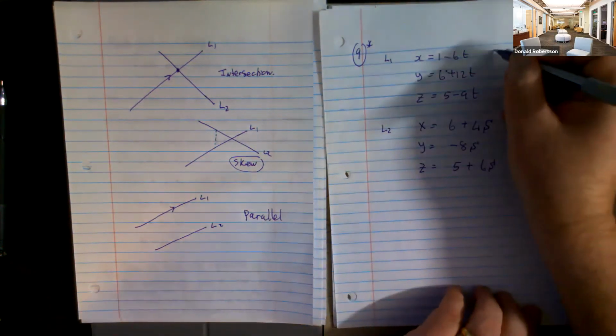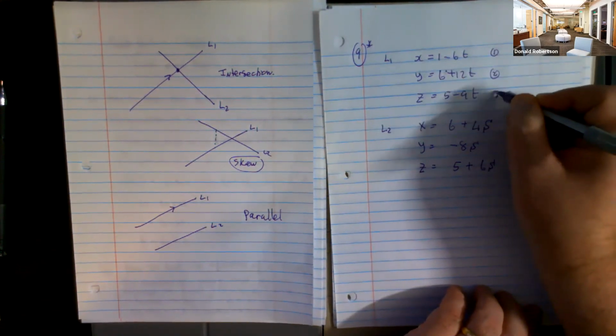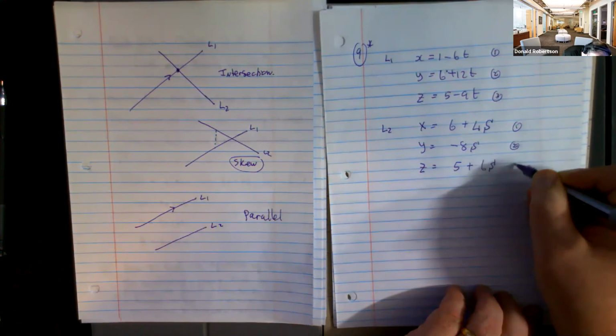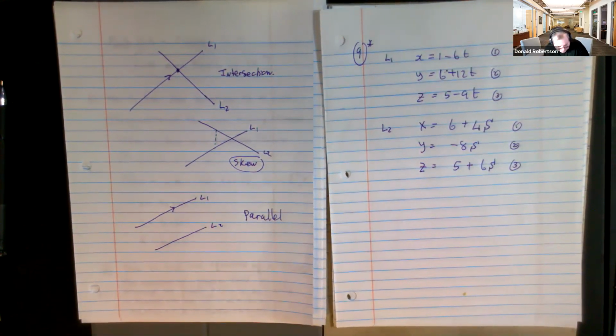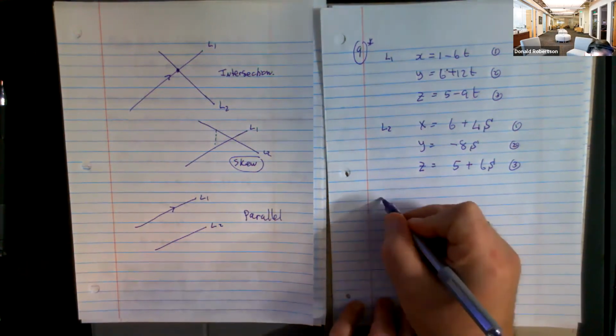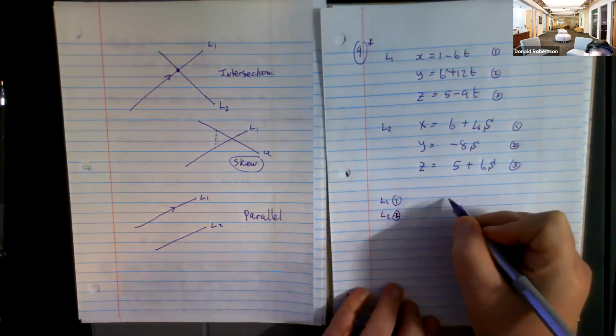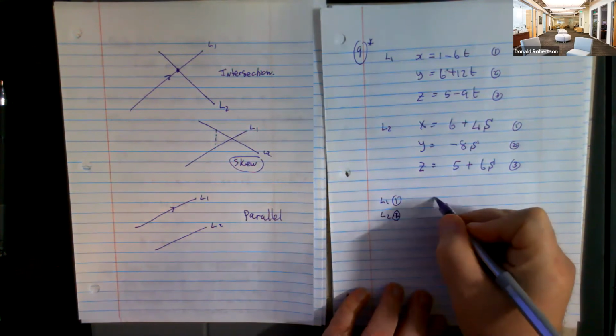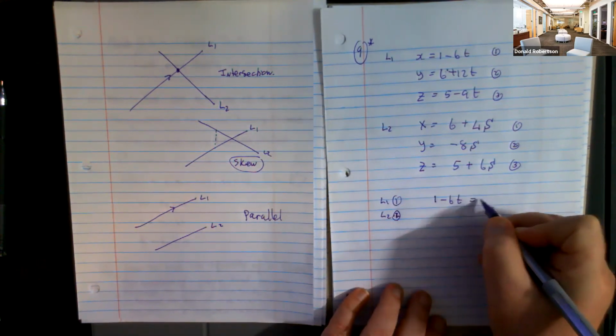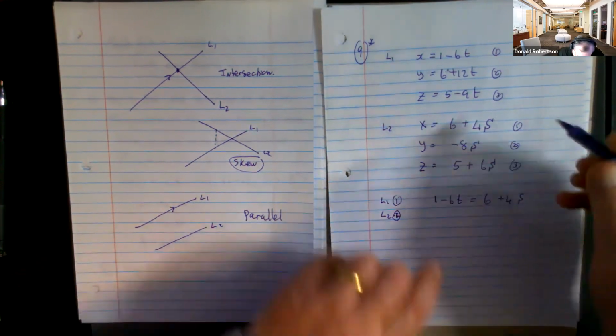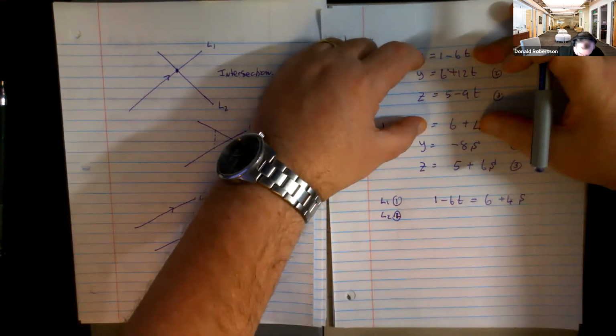Well, I'm going to call these equations 1, 2, and 3. And I am going to solve this problem by tackling it with a technique that you used called systems of equations. So I'm going to match equation 1 in both the lines. So I have 1 take away 6t is 6 plus 4s. In other words, I'm matching this x with that x.